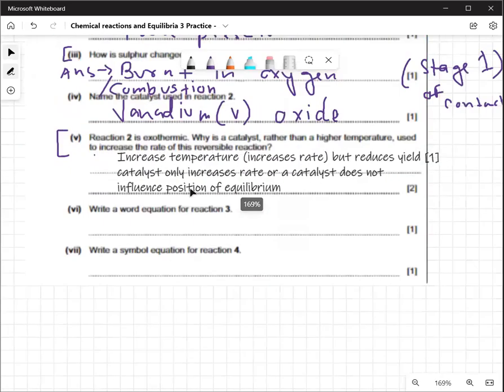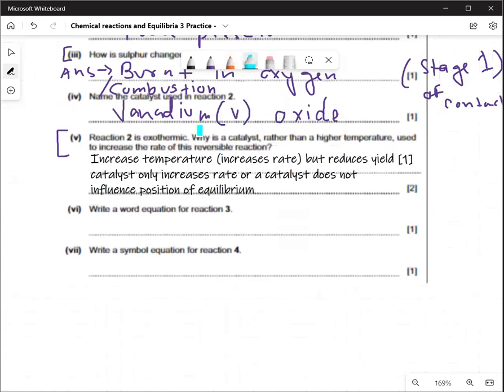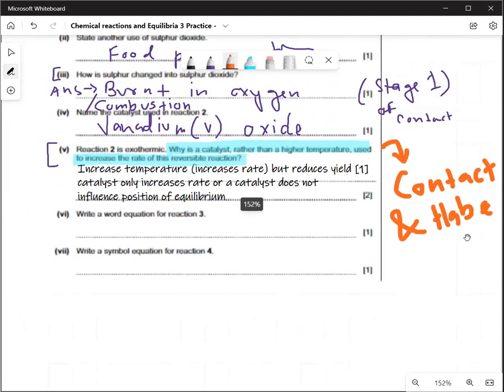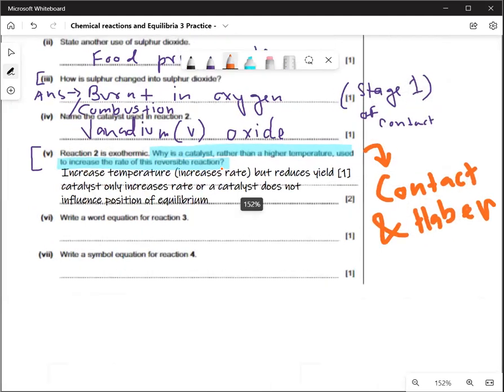The question which you need to write is, why is a catalyst rather than a higher temperature used? This one, over here. This is for Haber process, right? No, contact process. Okay. It's for both Haber and contact. It's the same thing for both. Both of them are exothermic, Haber and contact. So you have the blue part question and then the answer. Write it down.